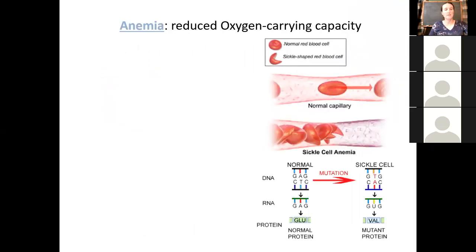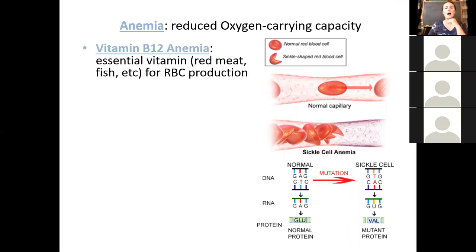Okay, so let's talk about some other forms of anemia. In general, anemia is just a reduced oxygen carrying capacity. Of course, this leads to hypoxia. Okay. IDA is one type of anemia. Vitamin B12 deficiency is another type of anemia. Right? Remember that we need B12 in order to make red blood cells.